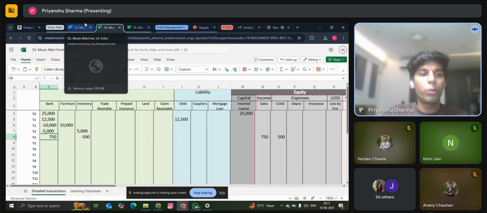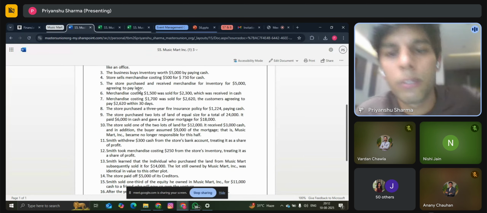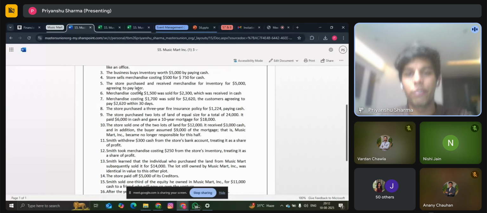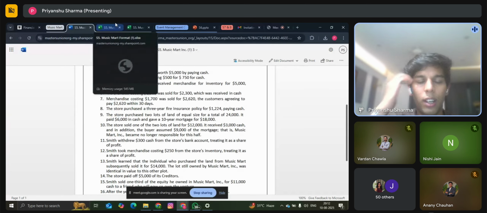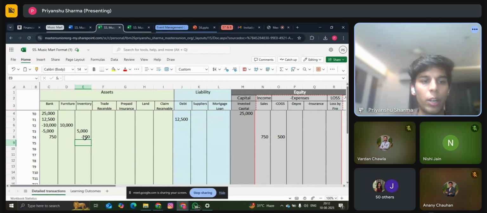Cool. I'll move to transaction number 5. So the store had purchased and received merchandise for inventory for 5,000, agreeing to pay later. Now here comes one of the important parts of these statements. We have actually bought inventory worth 5,000. So first of all, I will add 5,000 in my inventory side.